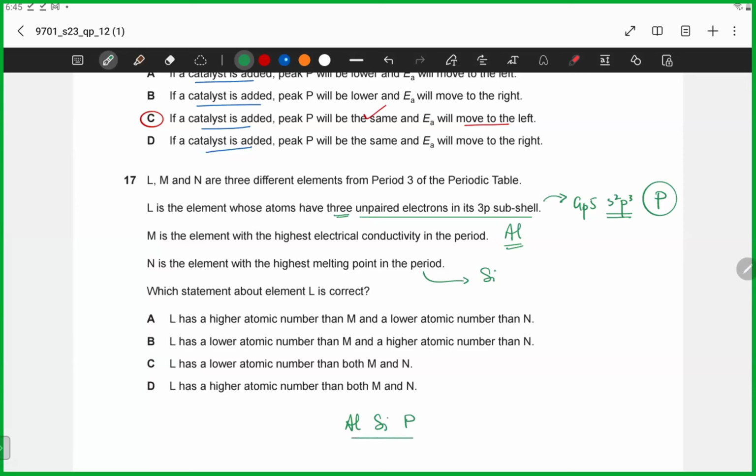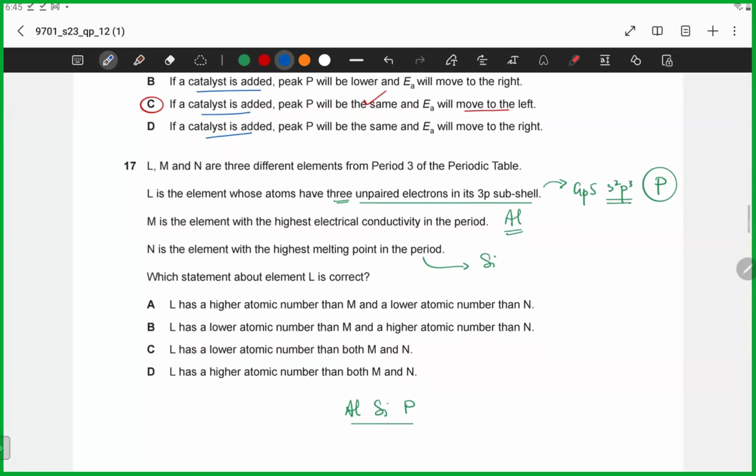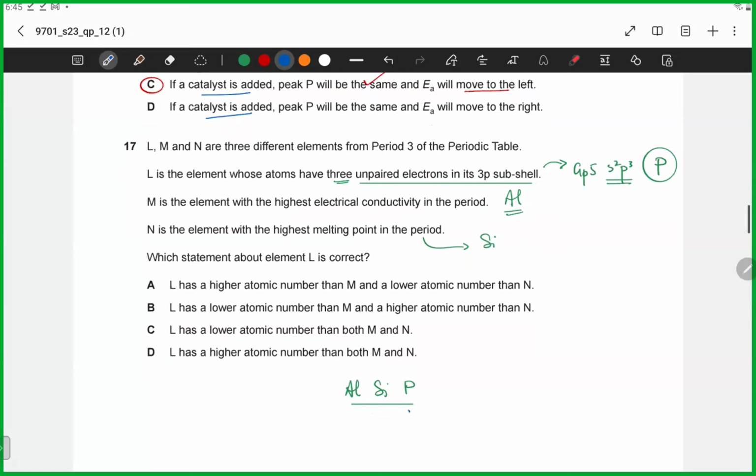अच्छा, what happens to the... नहीं, L has a... अच्छा पहले तो आइडेंटिफाई करो कौन L है. This is L. As a question simple है लेकिन it just gets confusing over here. This is M and this is N. हाँ. So L has a higher atomic number than M and a lower... that's not true, that's wrong. गलत है.